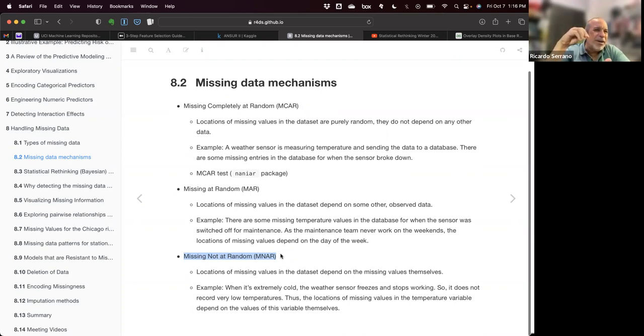It depends on the variable itself. Okay, and of course, with MNAR also you have to impute. You cannot delete. The only one that you can delete some data, theoretically, is the MCAR. Okay, so if you have done some deletions, watch out.